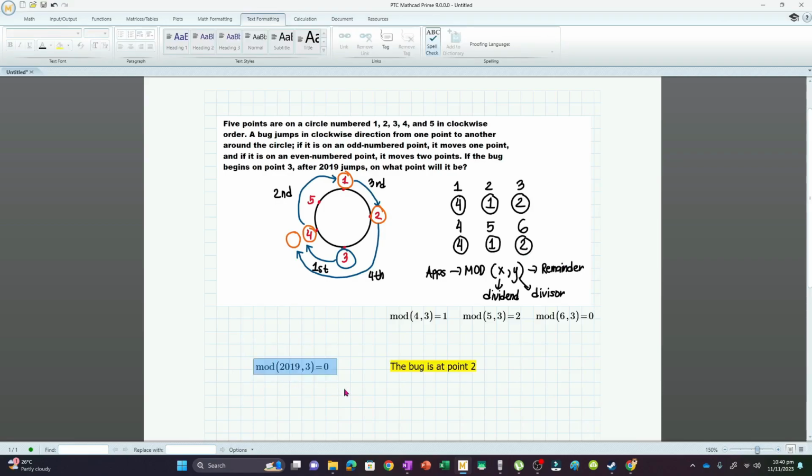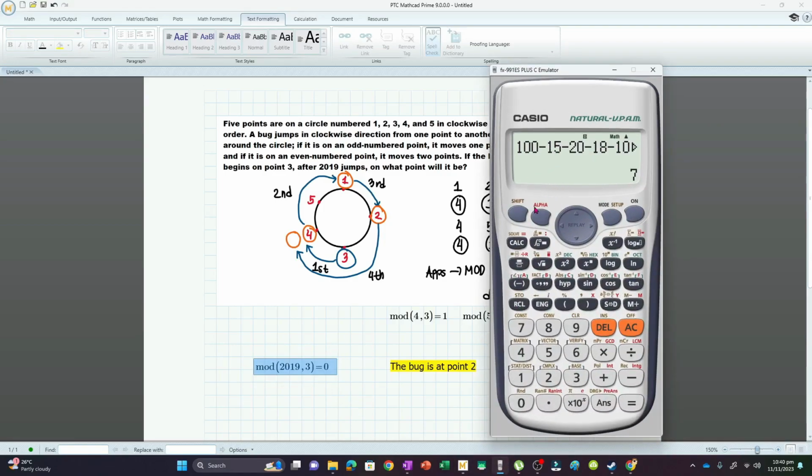And so this is one of the advantages of the Canon calculator, because it can compute for mod, which is not offered as a feature in this calculator.